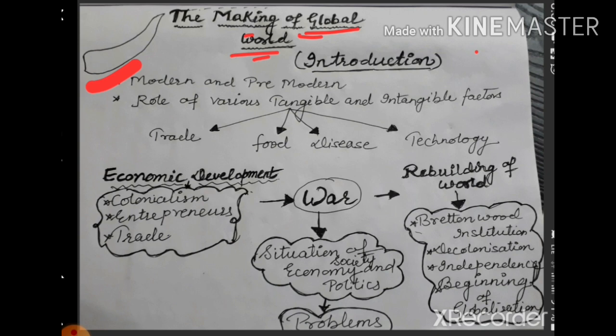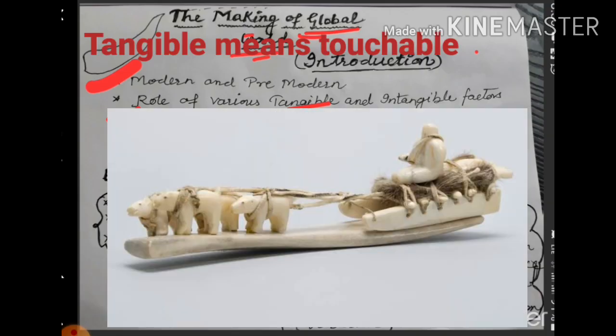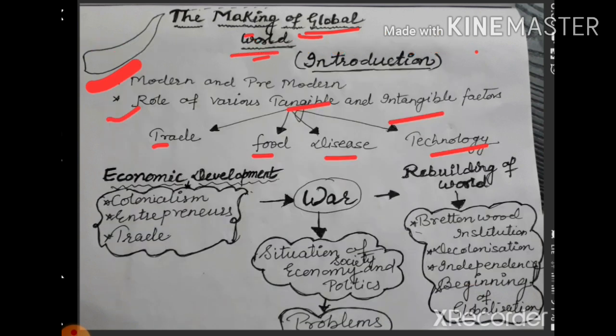Next, we have to discuss the role of various tangible and intangible factors like trade, food, disease, and technology. Now, what is tangible and intangible? Tangible means real or actual, in other words touchable, things we can touch. Tangible things cannot always be measured in monetary terms, but they have great significance in our life. Tangible things are like electronic goods, clothing, appliances, jewelry, etc.